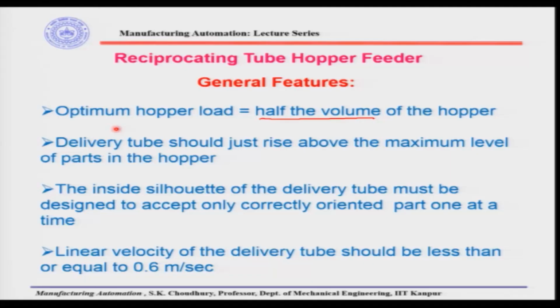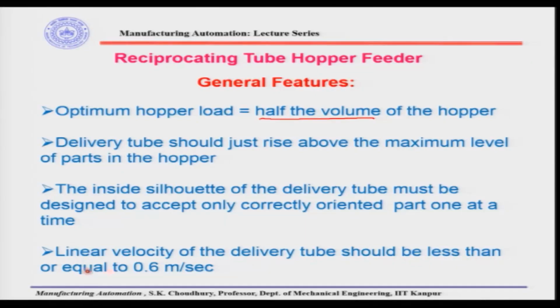All right. Apart from that, the linear velocity of the delivery tube should be less than or equal to 0.6 meter per second, meaning that if it is more than that, by inertia the parts may not go inside the reciprocating tube. And it is not required to be made slower, because in that case it will take more time, so the production rate will decrease. That is why it should be less than or equal to 0.6 meter per second, so it is around 0.6 meter per second for the delivery.